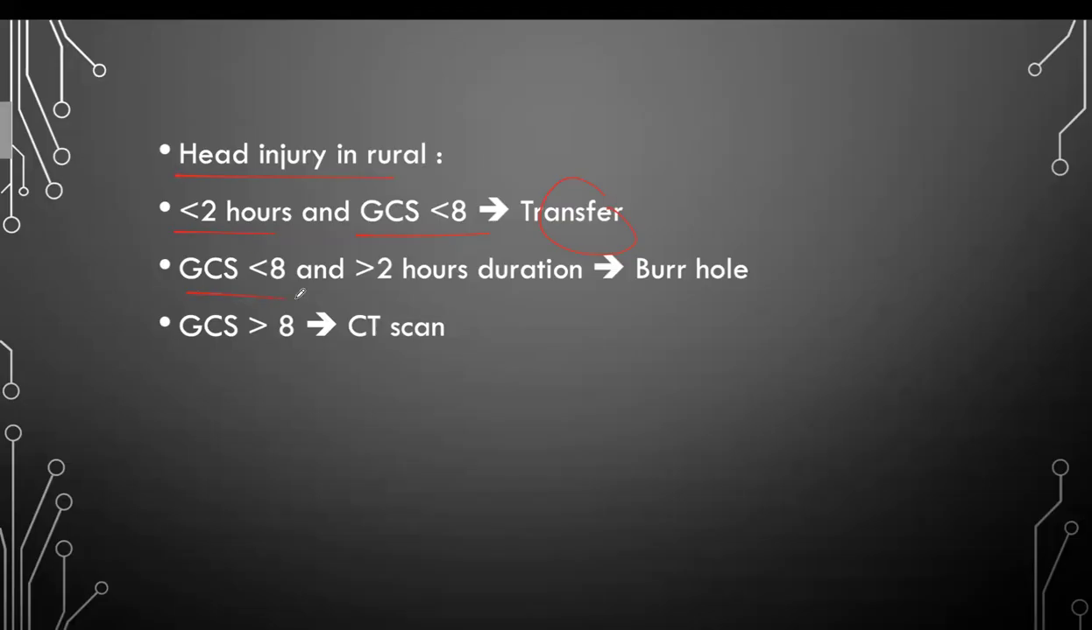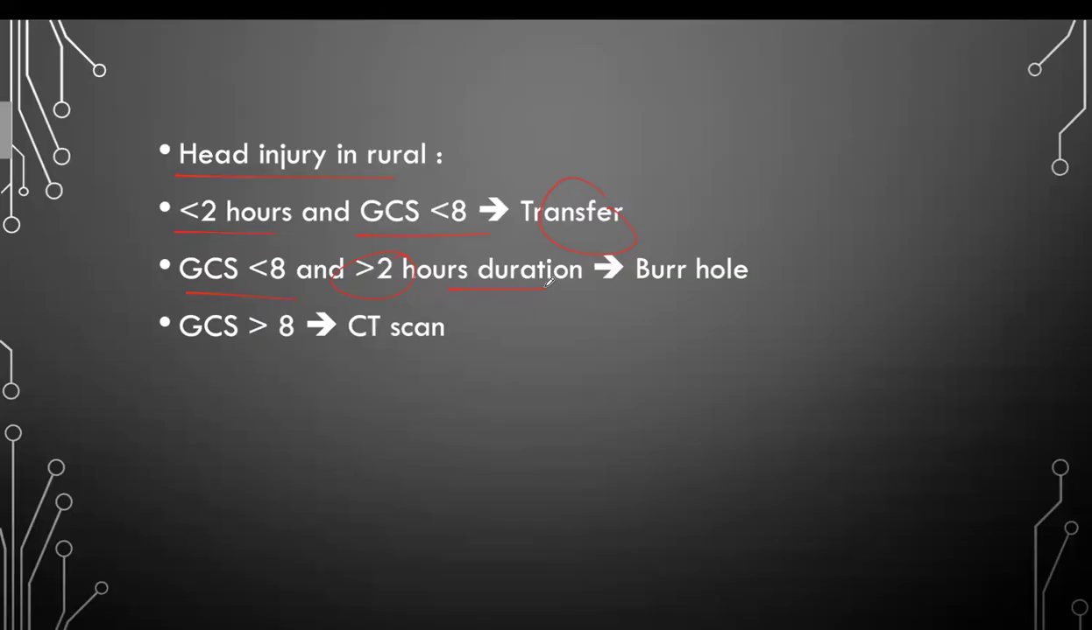But GCS less than 8, and the tertiary hospital is more than 2 hours away. What would you do next? So a few things. One, we need to know whether the patient is stable or not. Any patient who is unconscious, like GCS less than 8, is not stable. For an unstable patient, doing a CT scan is not indicated.